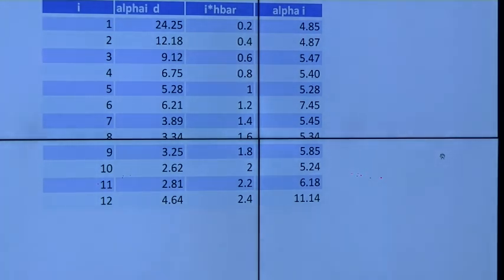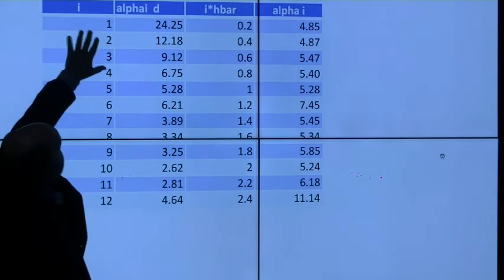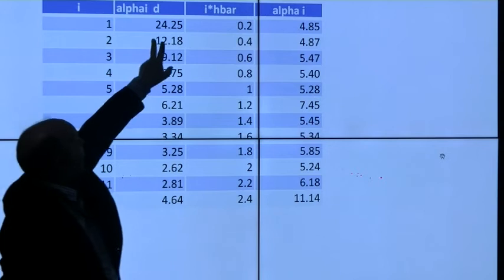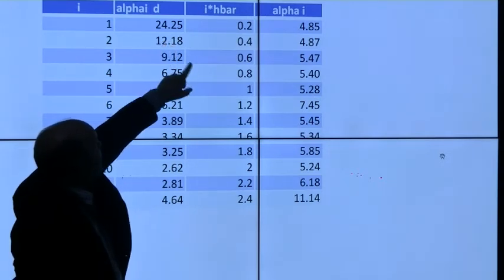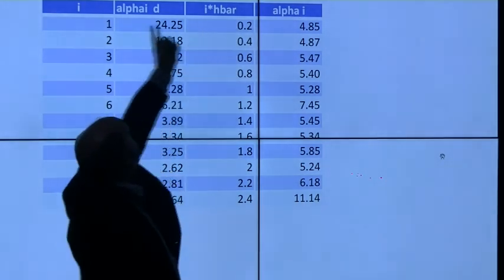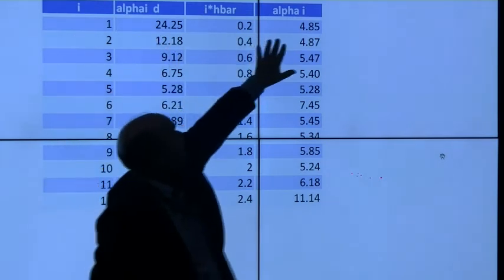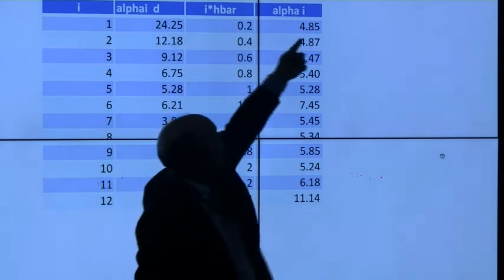So here then, this was the diagram I showed you before. For the UK, the proportion of durations lasting 1 month is 24%. We multiply it by I times H bar. H bar is 0.2, I is 1 here. So to go from the distribution of durations to the cross-section, we multiply by 0.2, so we go from 24.25 to 4.85.